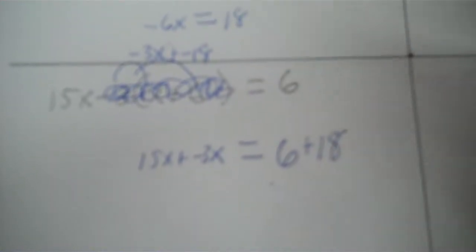Now in this one, here's my equals. My x's are already where I want them. Okay, so 15x plus negative 3x. They're already where we want them. But that negative 18 is not where I want it. So if it's negative, it's going to come over here as plus 18. It just becomes the opposite. So 15 and negative 3, if I add those, is 12x, and 6 plus 18 is 24. So 12 times what number is 24? Well, it's going to be 2.